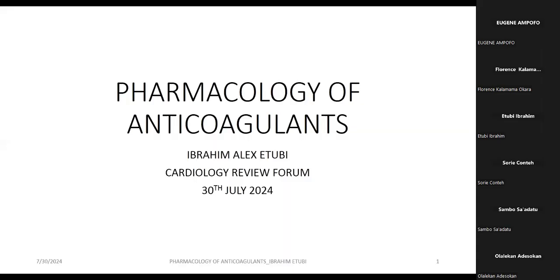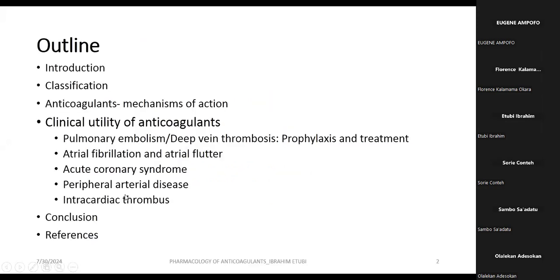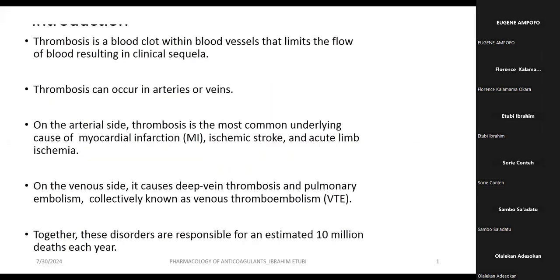I've been having some challenge. But can you see my slide now? Yeah, and it's on slideshow. Clear, very clear. Thank you. Okay, so you have the floor. Go ahead. Is it moving? Yeah, it's moving.